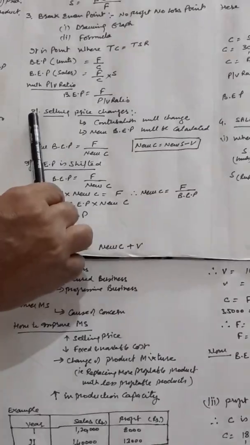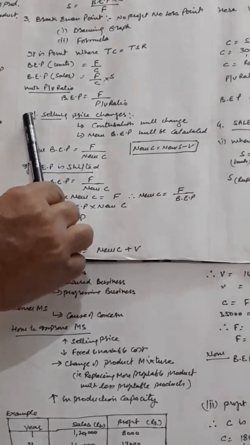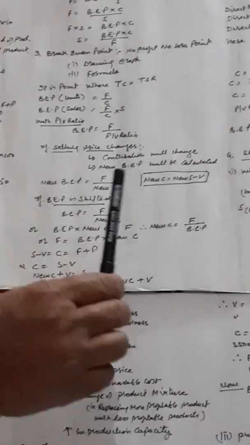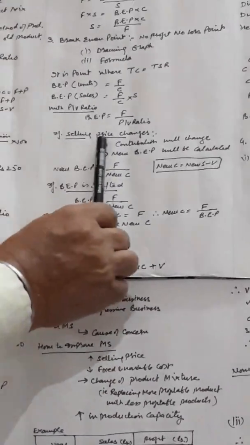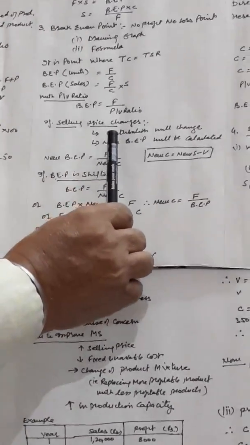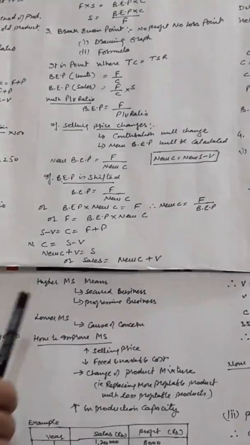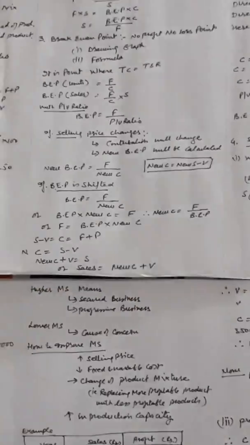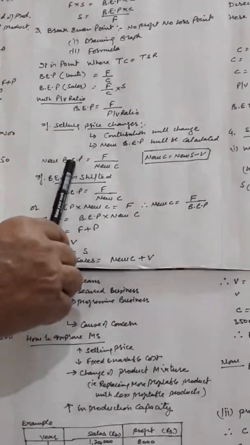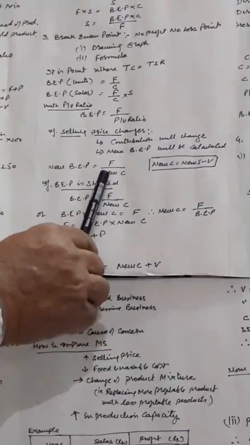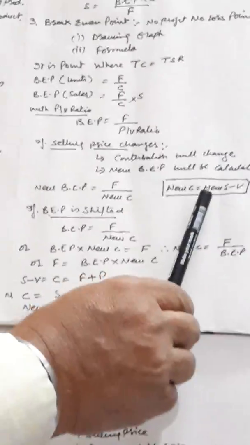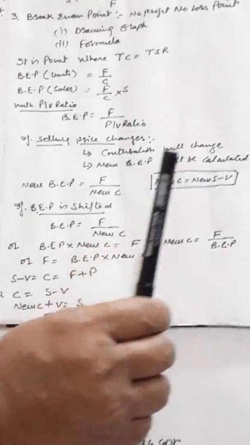Now the important question arises: if selling price changes, then what will happen to break-even point? If selling price changes, contribution will also change. Then new break-even point will be calculated. New break-even point is equal to fixed cost upon new contribution. New contribution means new sales minus variable cost.